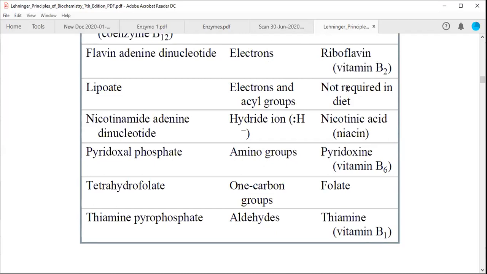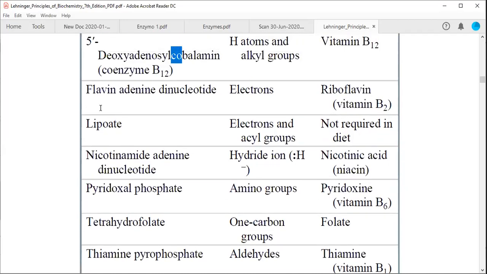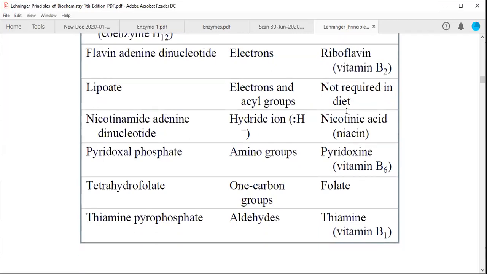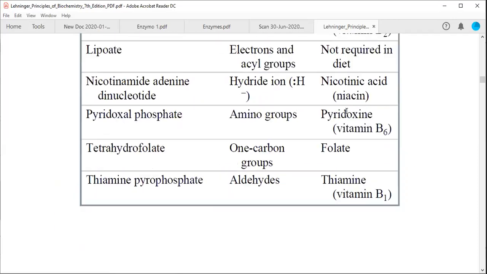Also, there is a coenzyme that is called lipoic acid or lipoate, that is also a cofactor in the same reaction after glycolysis. When we enter into the Krebs cycle, when pyruvate is getting converted into acetyl coenzyme A, the lipoic acid, LA, or lipoate, is required for electron transfer or acyl group transfer, and most importantly, it is not required in diet. So our body can synthesize this one.